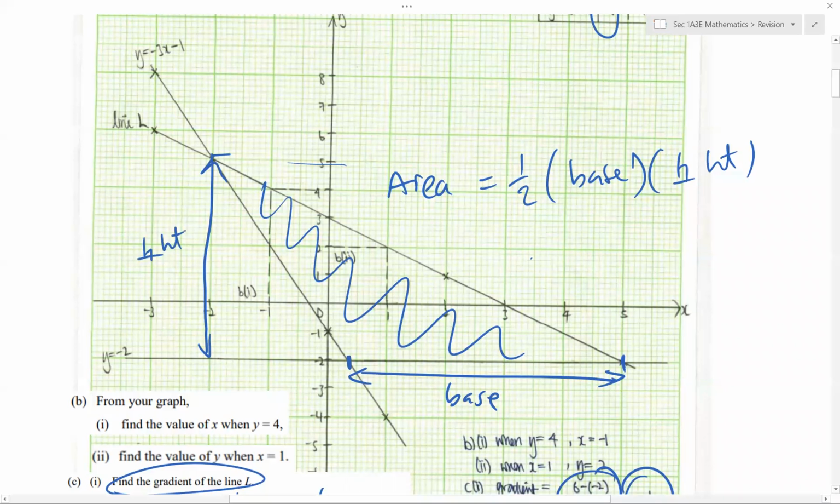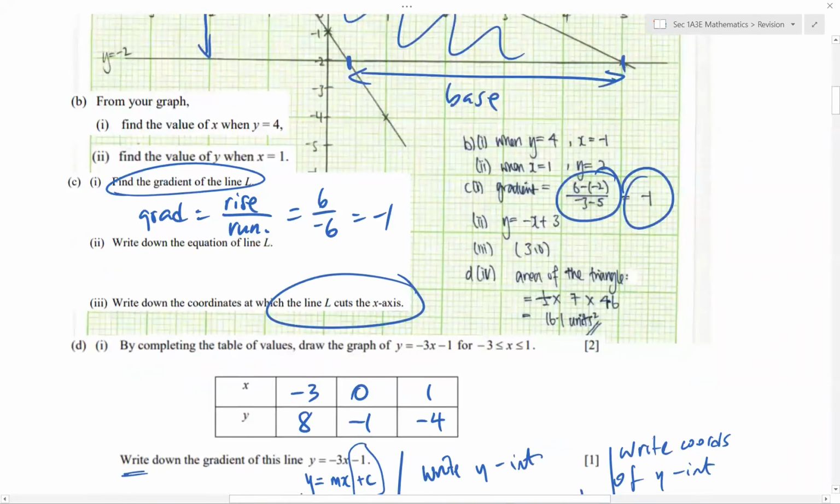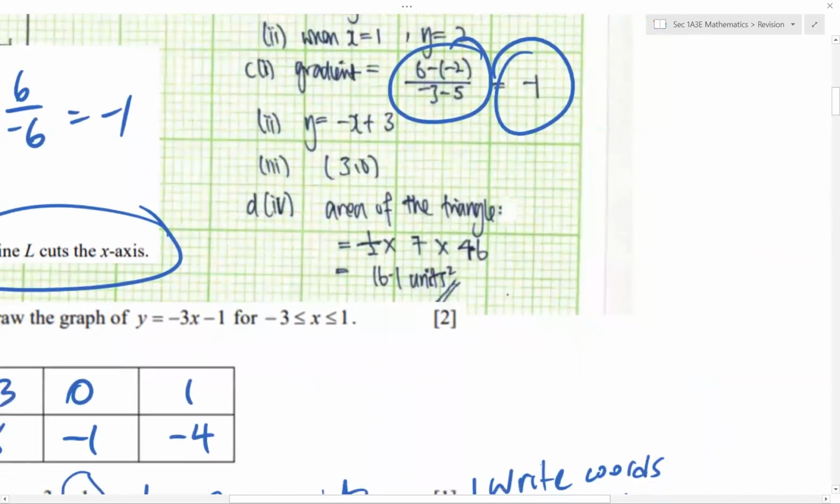So take note of the scale, which is different for the perpendicular axis, the vertical axis, and the horizontal axis. And you will get the area to be 16.1 square units.